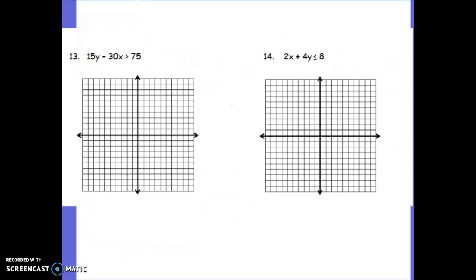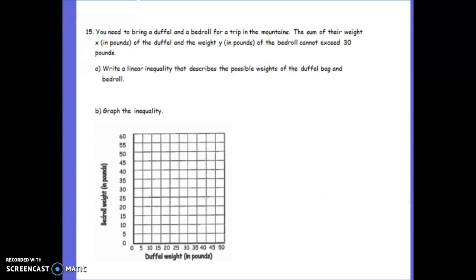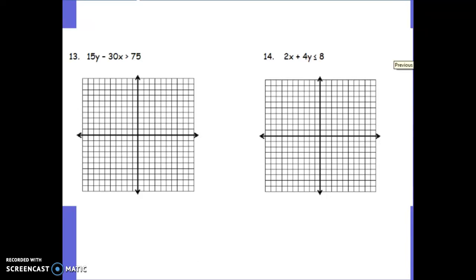Okay, moving on. So I want you guys to now pause and try 13, 14. Try 13 and 14 on your own, and then start it back up again. Okay, so in 13, welcome back.